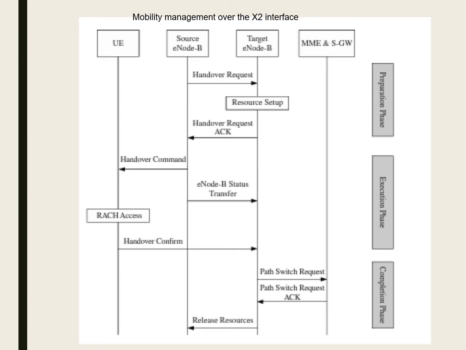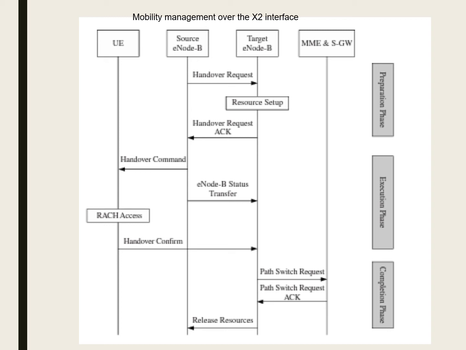The target eNode allocates the resources. This procedure we call a resource setup. Once the resources are allocated, the handover request acknowledgement is sent back to the source eNode. Then the source eNode sends a handover command to the user equipment. The user equipment sends data and status information over the RACH channel using the RACH protocol.